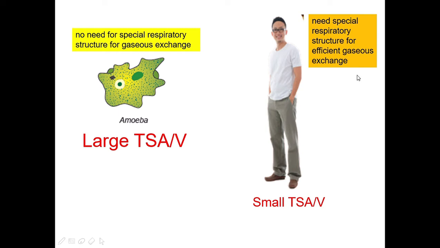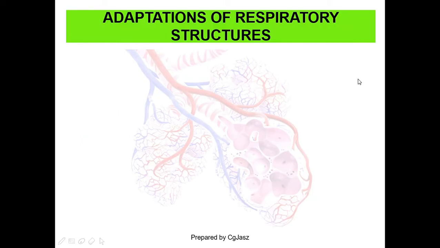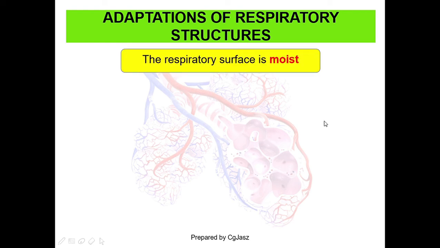Okay? Alright, jadi macam mana nak pastikan pertukaran gas berkesan in a large size organisms? So here are some common adaptive characteristics. Okay, the first, the respiratory structure must be moist. A moist respiratory structure allows the respiratory gases to dissolve in them.